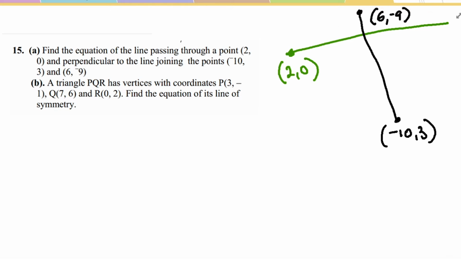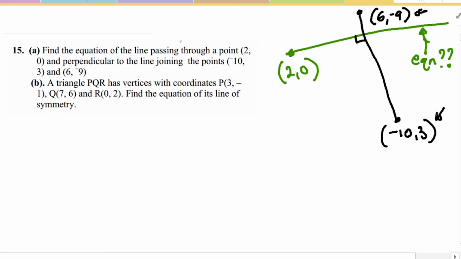So we have a point, a line here. It's in green. They're telling us that we need to find the equation of this line. This is the equation they want. But what we know about this line is that it is meeting this other black line perpendicularly. And this other black line is passing through these points. Now, these are two lines that are perpendicular.